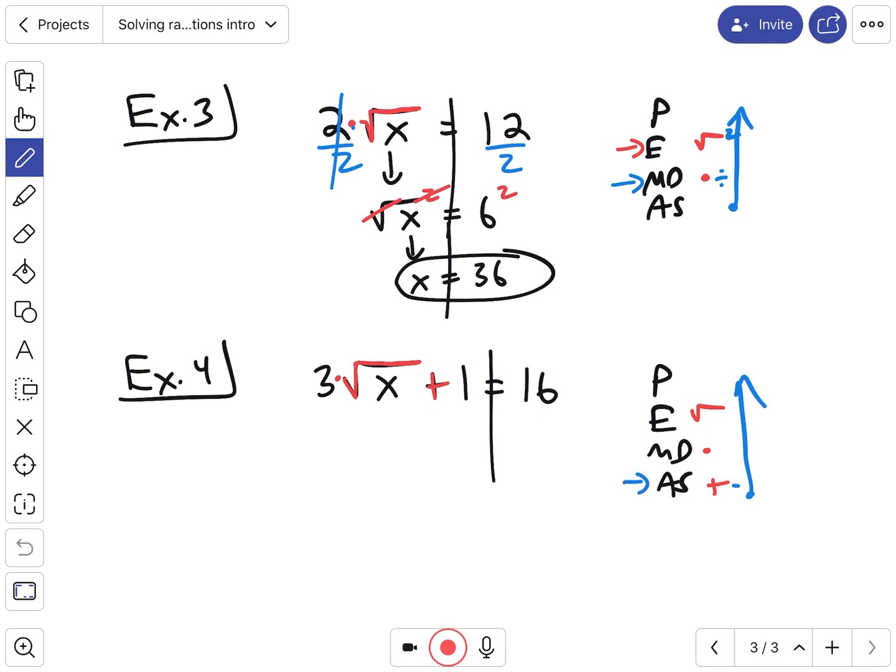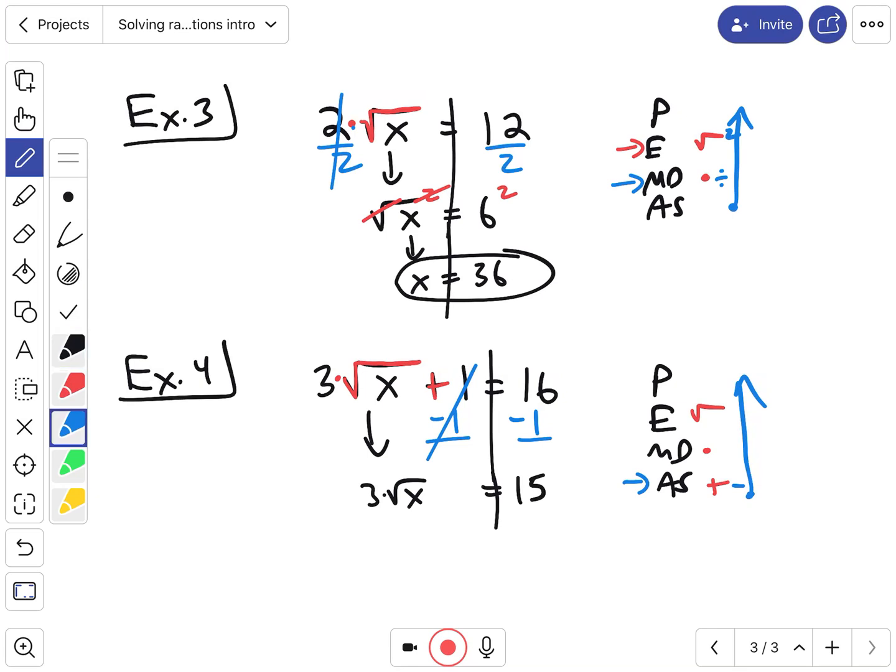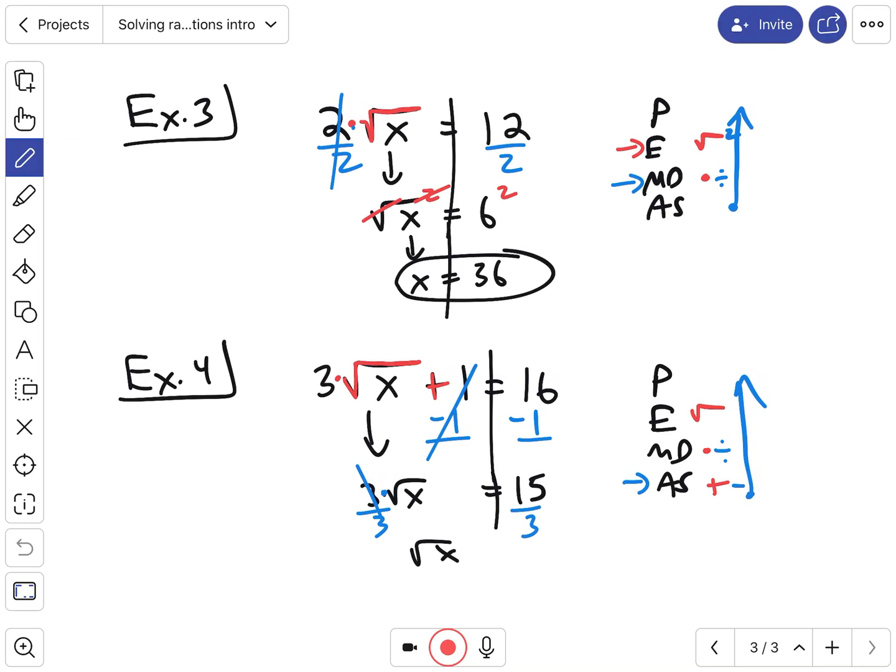So we're going to get rid of addition by subtracting. We're going to subtract 1 from both sides. And then we're going to be left with 3 times the square root of x equals 15. And of course I made these problems up, so I made sure that they gave you nice numbers. So the opposite of multiplication is division. So we're going to divide both sides by 3. So that's a nice number. And now we have a nice square.